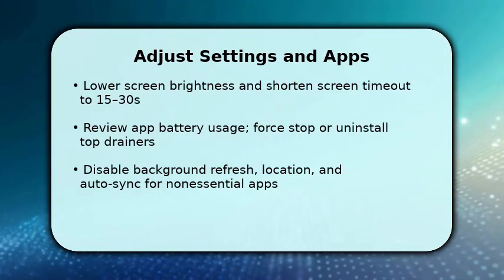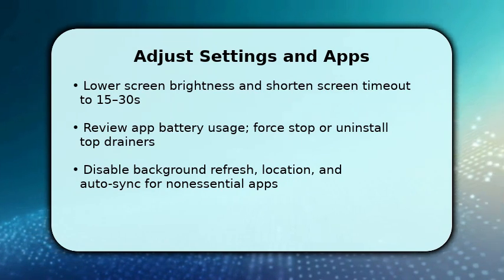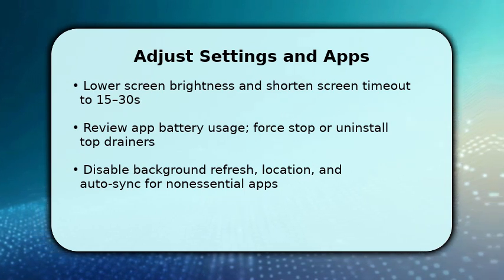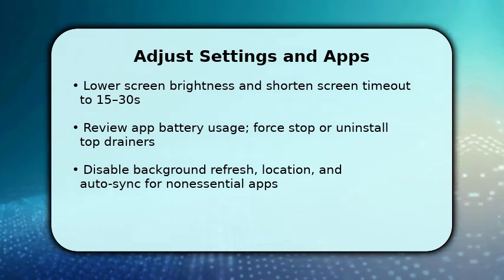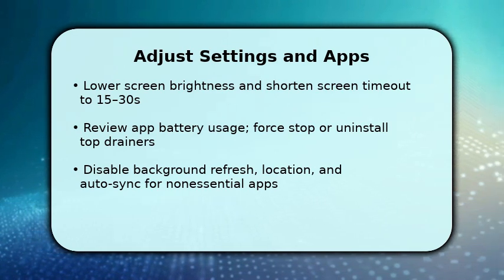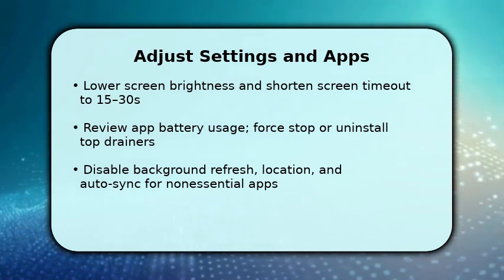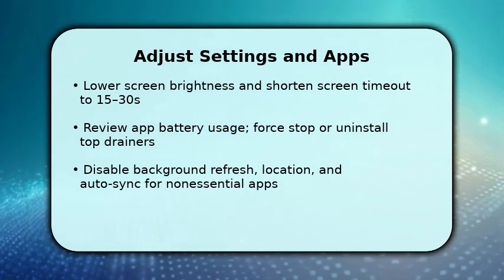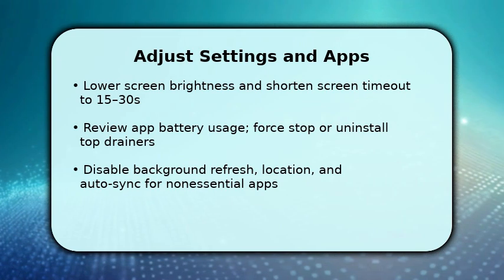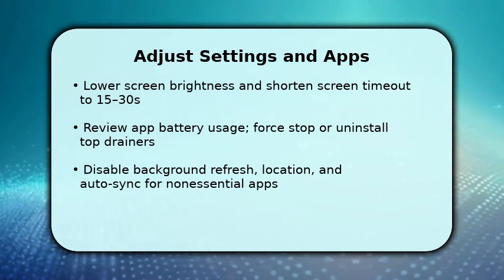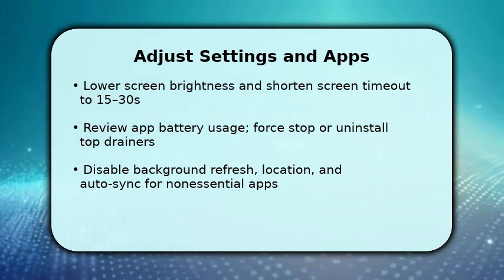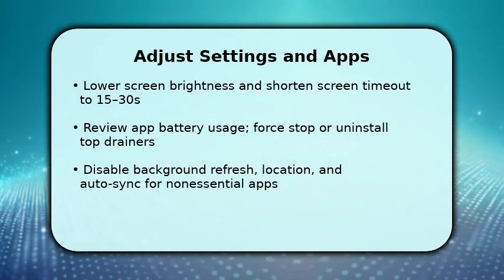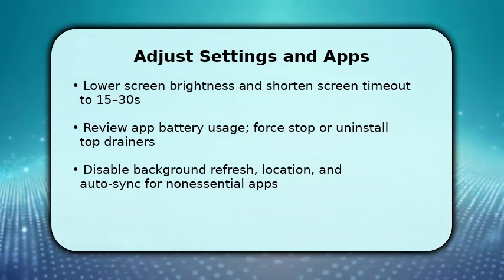Next, you tackle the most common hidden drains, screen and apps. Lower brightness and set a short timeout. The display is often the biggest consumer. Then open battery usage and identify top draining apps, force stop, restrict background activity, or uninstall anything unnecessary. Make sure to disable background refresh, location access, and auto-sync on apps that don't need real-time updates. These steps reduce constant wake cycles and network use, which is why they make an immediate difference in runtime.